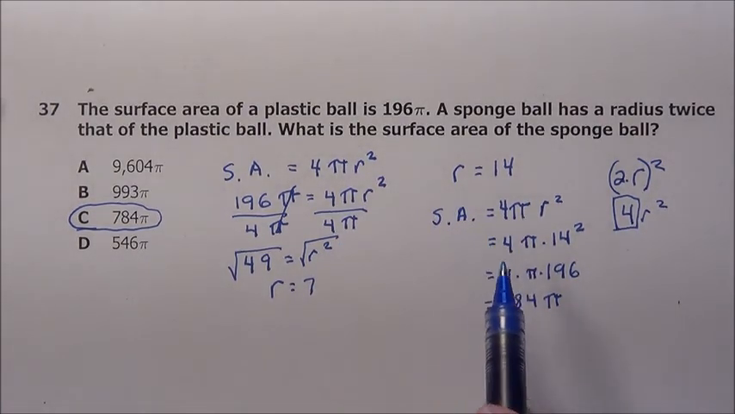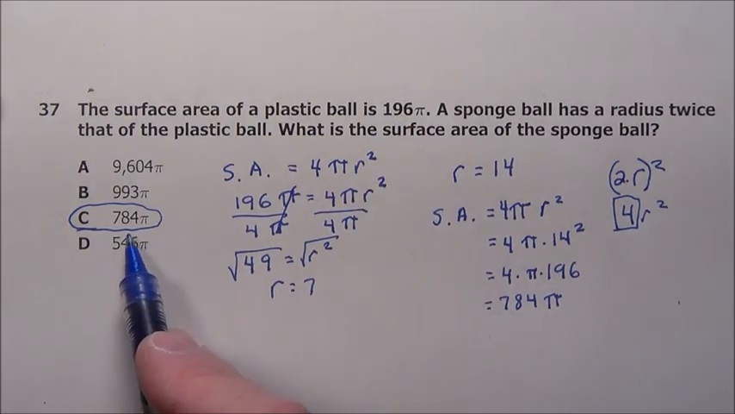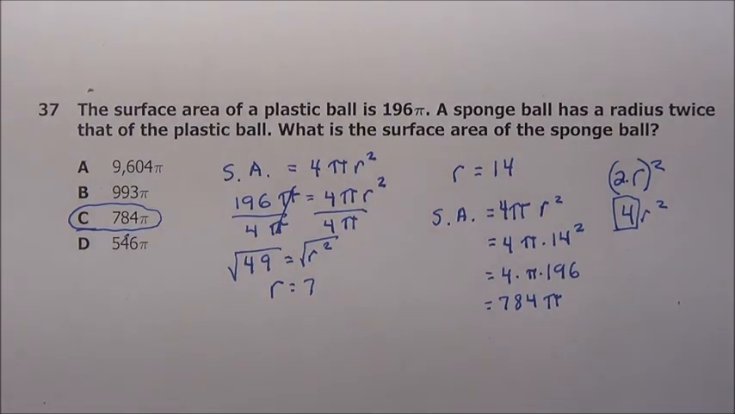And that's what I personally would have done. Seeing 196 pi, I would have just multiplied by 4 right away and gotten that. But I know a lot of us struggle with that concept. So again, we could work through this quite easily. Problem 37, the answer is C.